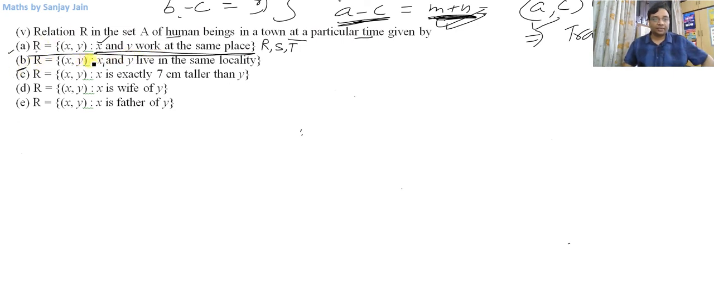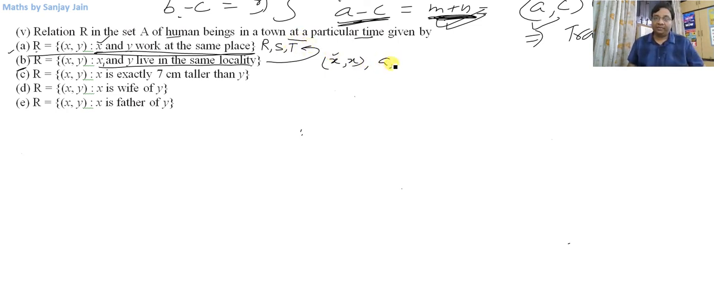Look at this part. x and y live in the same locality. So this is exactly the same question as this, because x and y live in the same locality and x and y work at the same place are no two different questions, just the language is different. So x and y live in the same locality. Can I say x and x live in the same locality? Everybody lives in the same locality as himself, right? So that means this relation is reflexive.